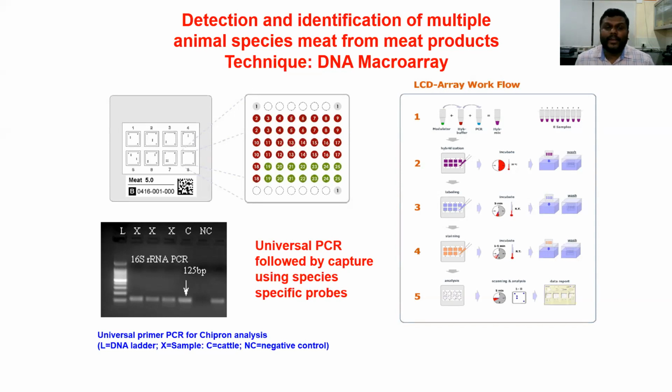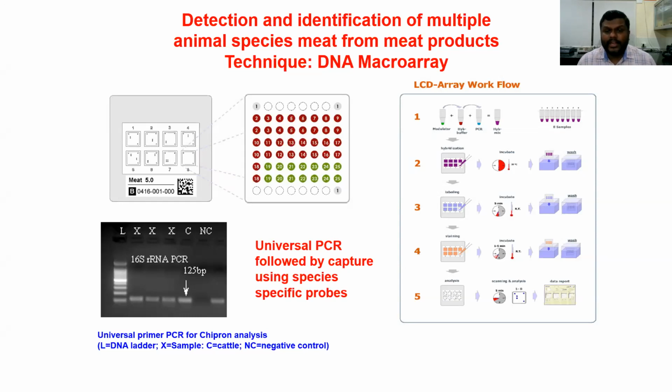The typical example of economically motivated adulteration is where the product is labeled as mutton, but some portion of the mutton may be replaced with chicken, or some may be replaced with beef, or sometimes it may be labeled with camel. So to evaluate that, we have a very special technique called the DNA microarray.